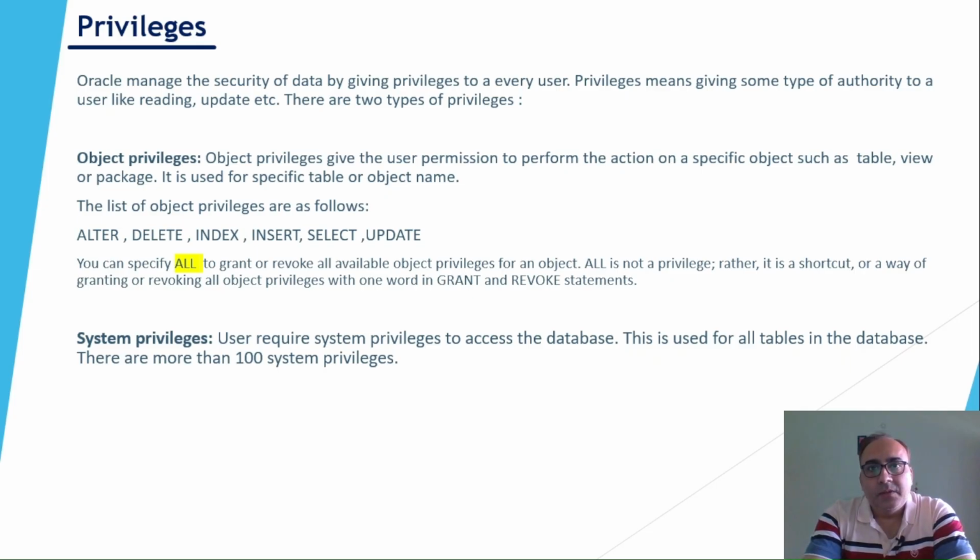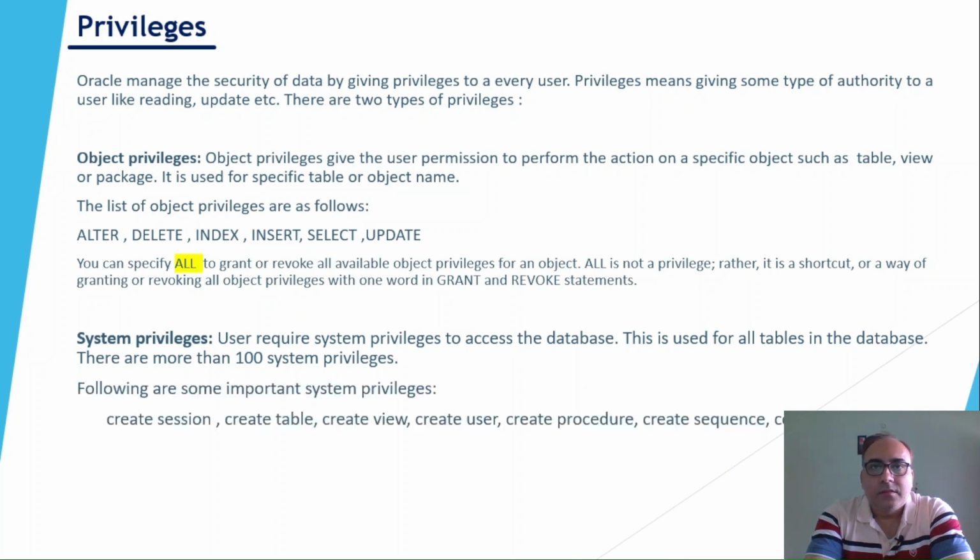Then we have system privileges. System privileges basically allow access to make changes to the entire database. So it's not specific to one particular table or object. There are more than 100 system privileges. Some important system privileges are create session, create table, create view, create user, create procedure, create sequence, and connect.